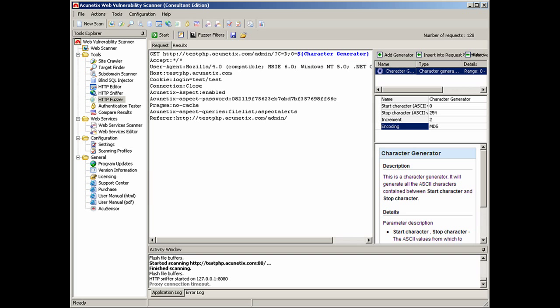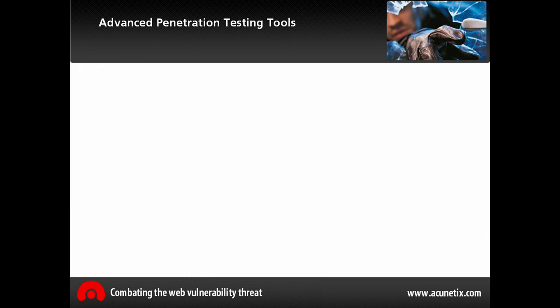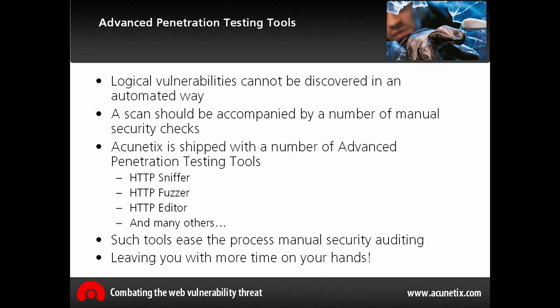An HTTP fuzzer, which one could use to craft a fuzzing attack against a web application. This will allow the tester to send hundreds or even thousands of requests at a click of a button. One just needs to predefine the number of requests to be sent and specify which part of the request should be randomized. An HTTP editor, which allows you to edit HTTP request headers and data. It also gives you the option to analyze in detail the response received from the web application. Other tools included in Acunetix Web Vulnerability Scanner are a subdomain scanner, standalone crawler, authentication tester, and target finder. These tools ease the time-consuming process of manual security auditing, thus leaving you with more time on your hands.